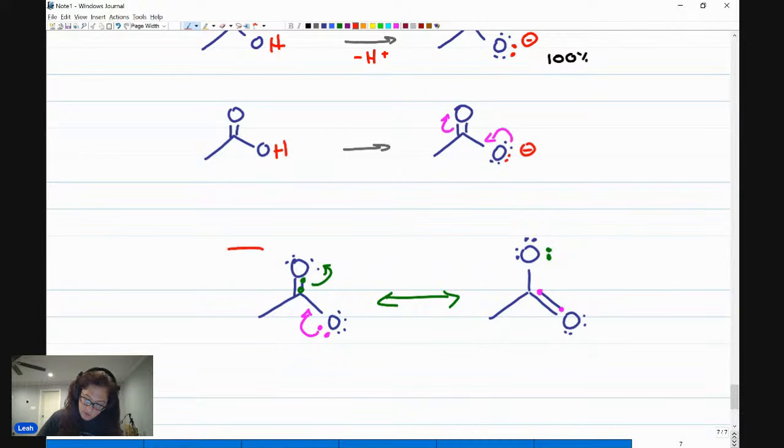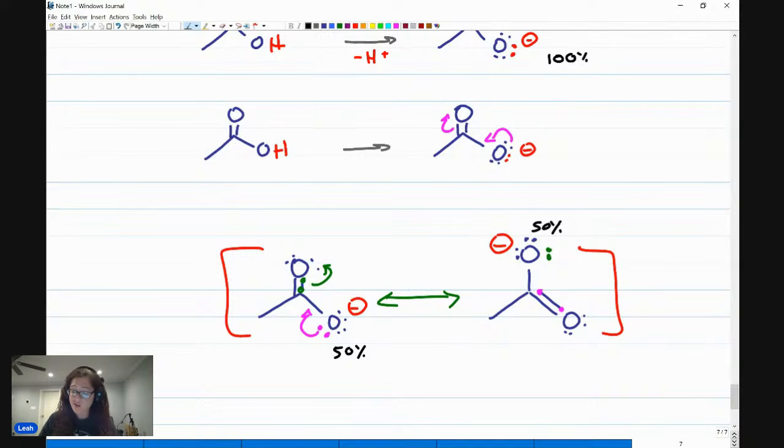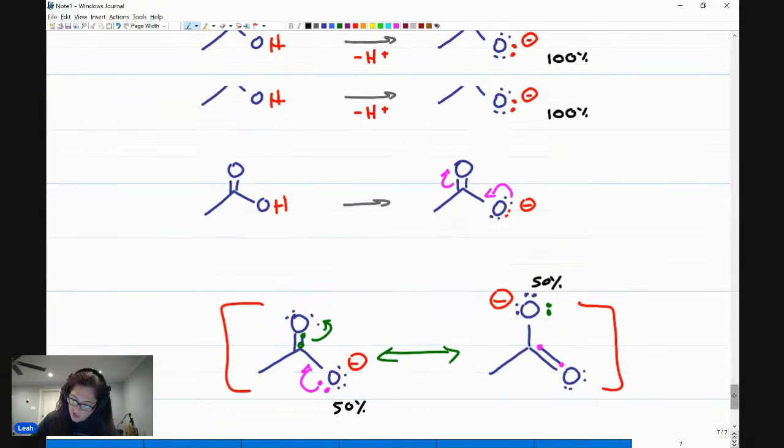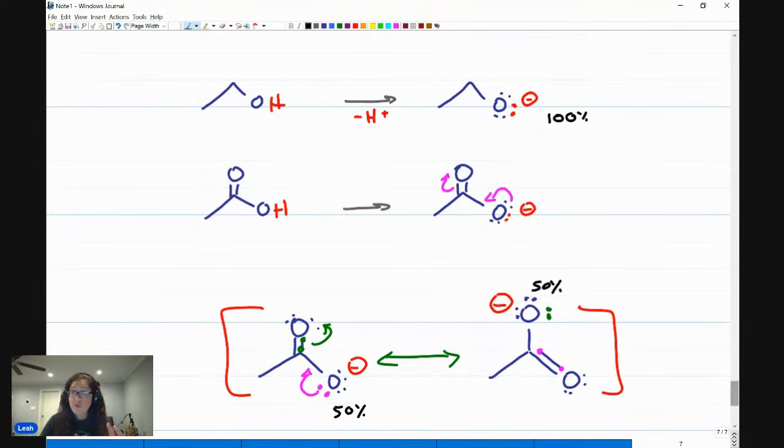What about my charge? That is key. That's negative, and that's negative. That means I have 50% of the negativity held on one oxygen, 50% held on the other oxygen. Which conjugate, with this in mind, which one do you think is more stable, given that one is stuck carrying the entire burden, but the other one is sharing?